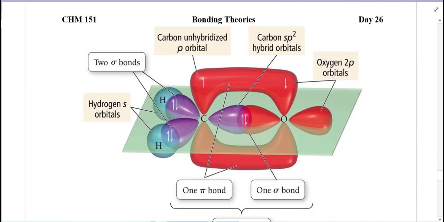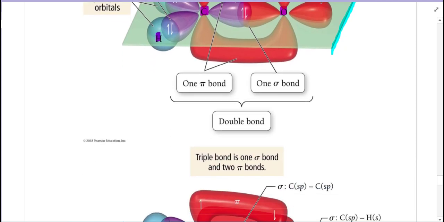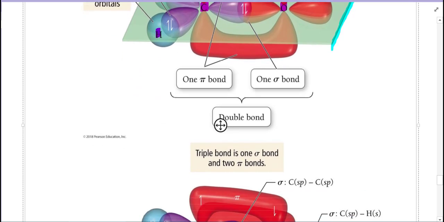I believe there's another picture here. So you can see this, I guess, green plane is the plane of the molecule. The H nucleus, the C nucleus, and the O nucleus are all in that plane. And there's the bonding. So the double bond is a pi and a sigma, of course.